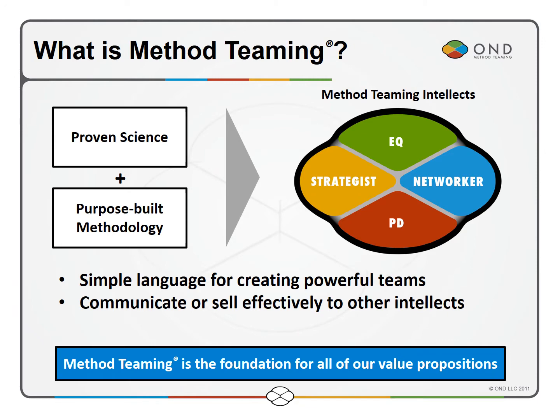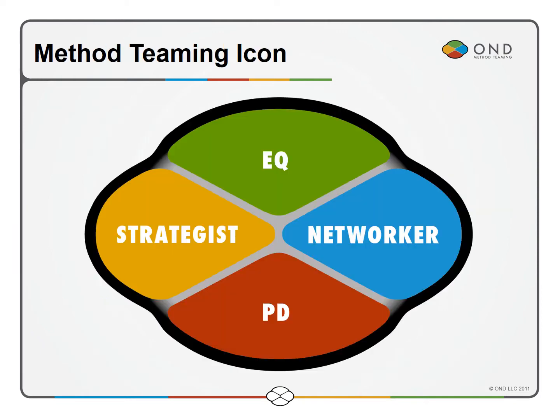There's a lot of words on this slide, but really it's here to communicate one thing to you, and that is that method teaming is a science, a language, and a methodology for creating mission-perfect teams using intellectual diversity. That's what we're after, mission-perfect teams.